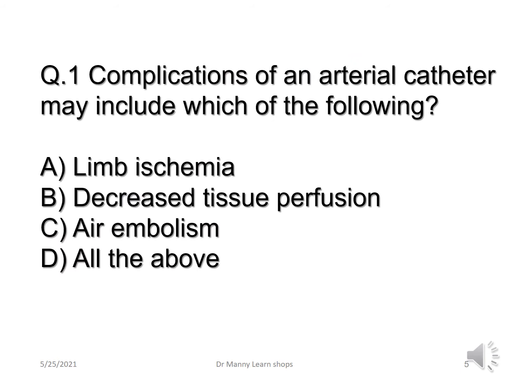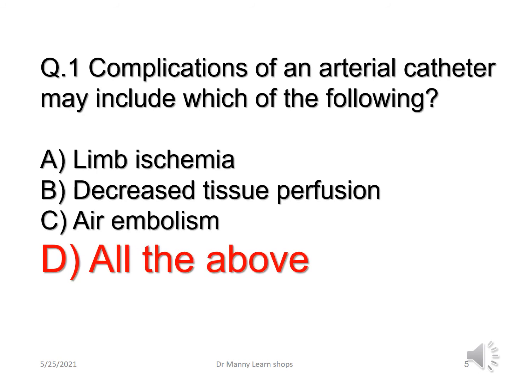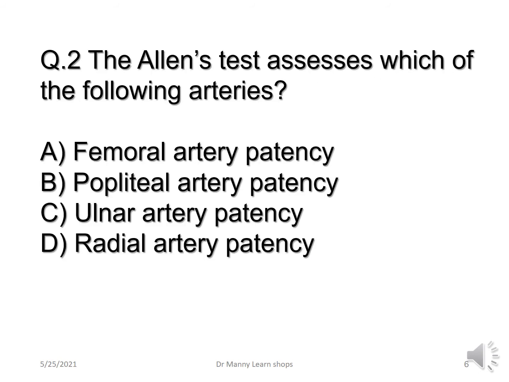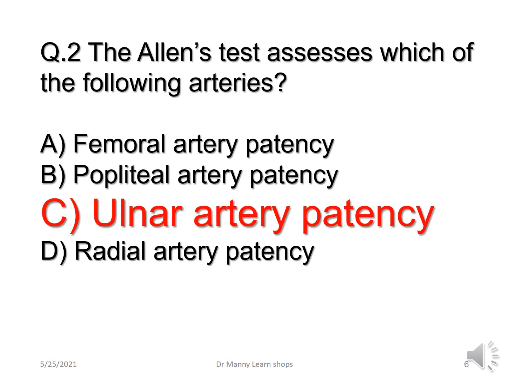Complications of an arterial catheter may include which of the following: limb ischemia, decreased tissue perfusion, air embolism, or is it all of the above? The correct answer is D. All of the above. What about an Allen's test, which we reviewed previously in part 1? The Allen's test assesses which of the following arteries: the femoral artery, patency; popliteal artery, patency; ulnar artery, patency; or is it the radial artery, patency? The correct answer is it assesses the ulnar artery, patency.